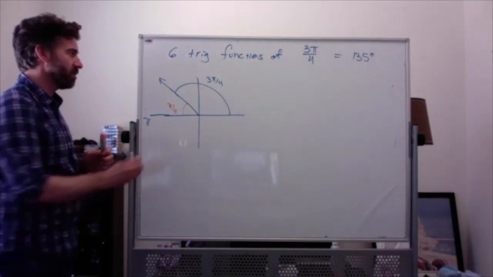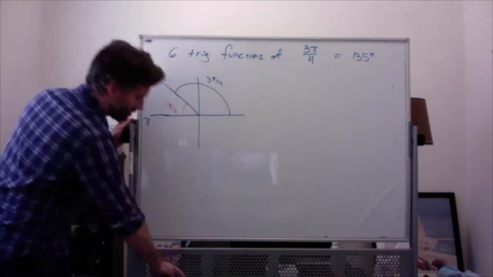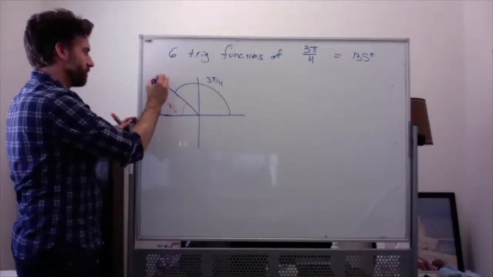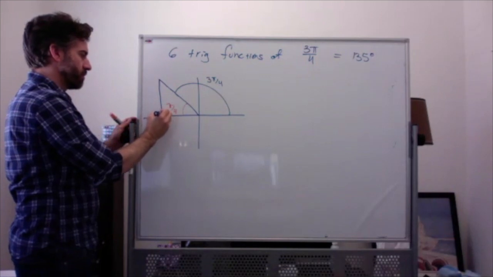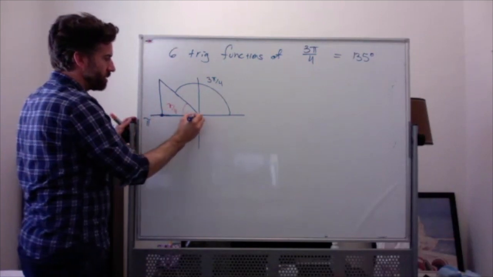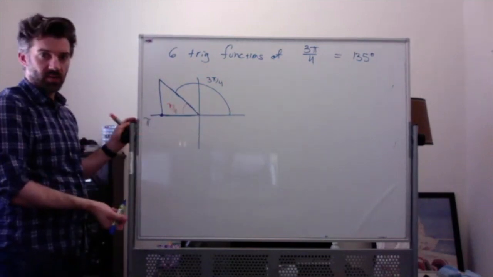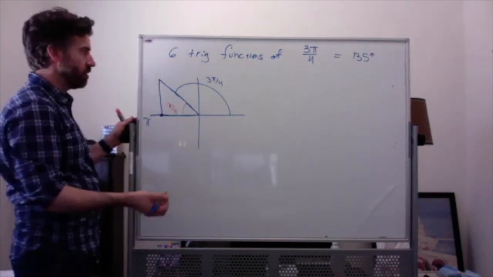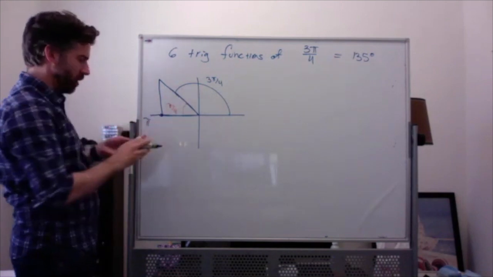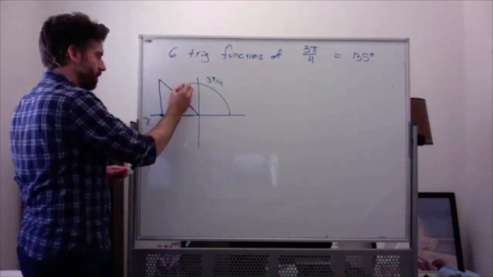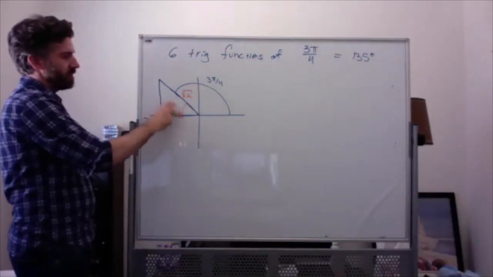So what I'm going to do is I'm going to drop a perpendicular always to the x-axis. And I'm going to imagine this being my special triangle, where π/4 is the angle. So in this special triangle, the hypotenuse is the square root of 2. And the sides are each 1.